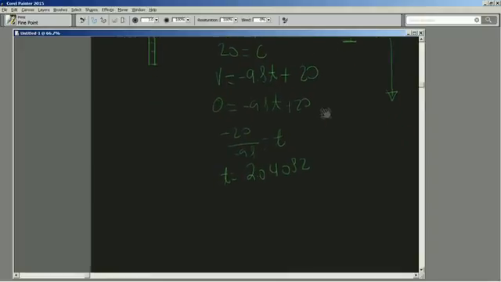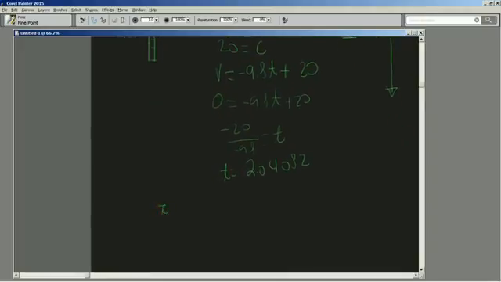All right, so at time t, in my handwriting, t is equal to 2.04082, and velocity is 0 at that point.